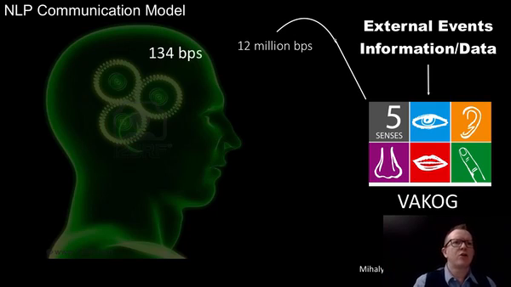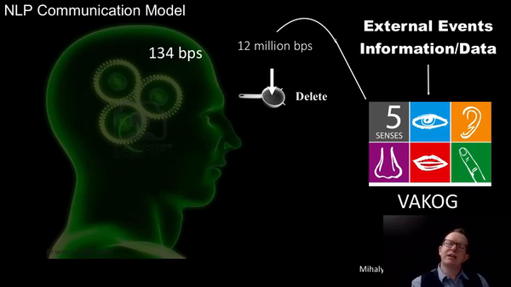The thing is that we can only cope with 134 bits of information per second consciously. Some psychologists talk about the fact that some patients have sensory overload, so they're aware of much more of the sensory information coming into them than you or I are, and that's why they're mad. So in order to reduce that 12 million down to 134 bits per second, we go through a number of filter systems. The first thing we do is we delete things.